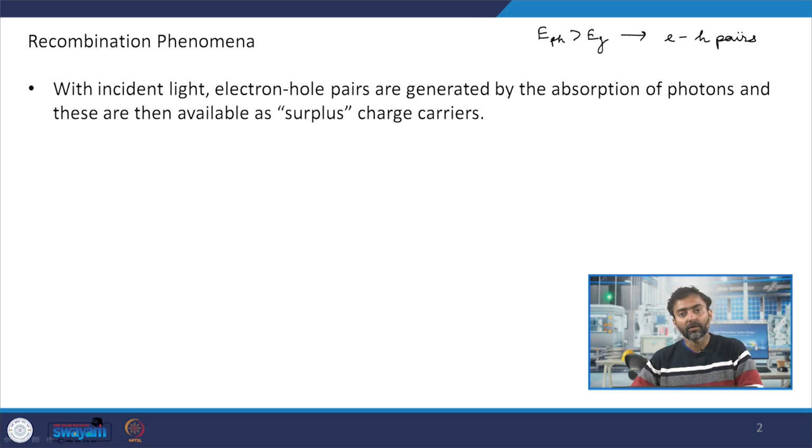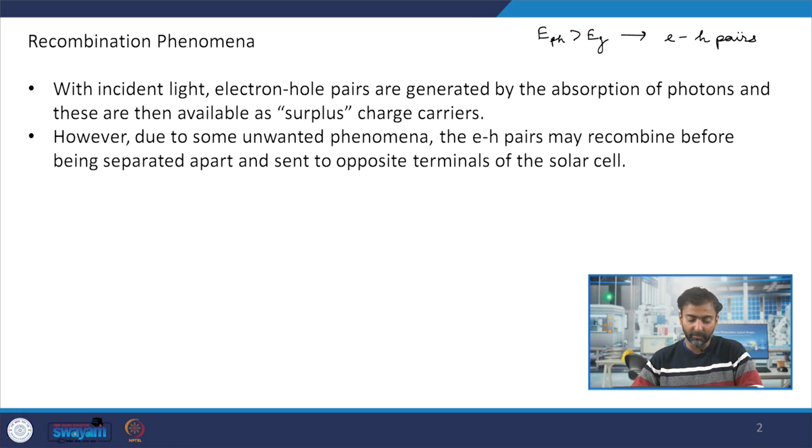There is an electron in the conduction band which can conduct, and the vacancy it left behind where it was previously sitting, that is the hole. Thus it creates these surplus charge carriers. However, there is something which can disrupt this process, the phenomenon known as recombination. Due to some unwanted phenomena, the electron hole pairs may recombine before being separated apart and sent to the opposite terminals of the solar cell.